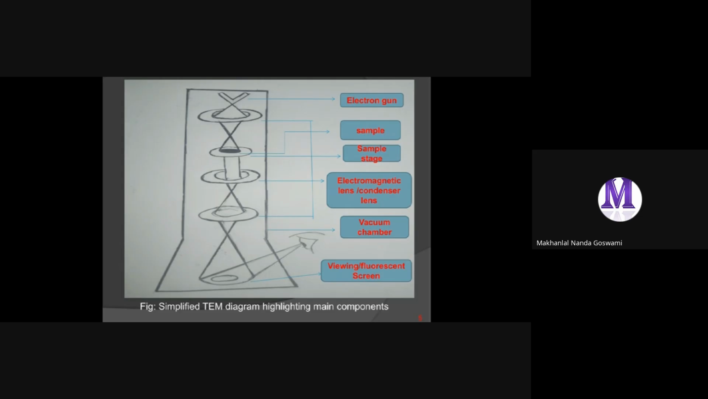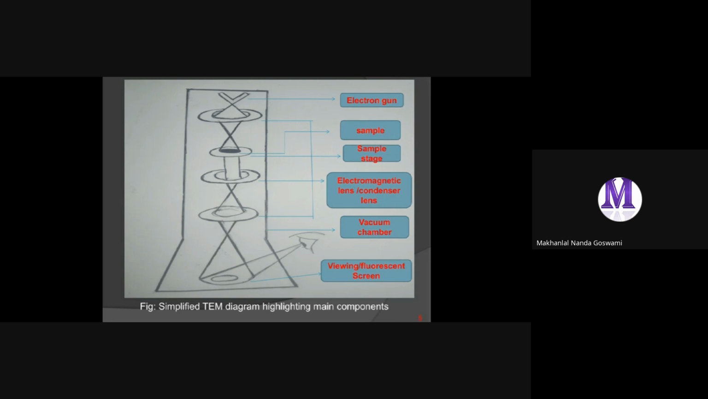Next one we have is the electromagnetic or condenser lens. This uses an electromagnetic lens to focus and control the intensity onto the thin specimen. Moving on, we have the specimen stage. This holds the ultra-thin specimen in place. Electrons pass through this sample for imaging.